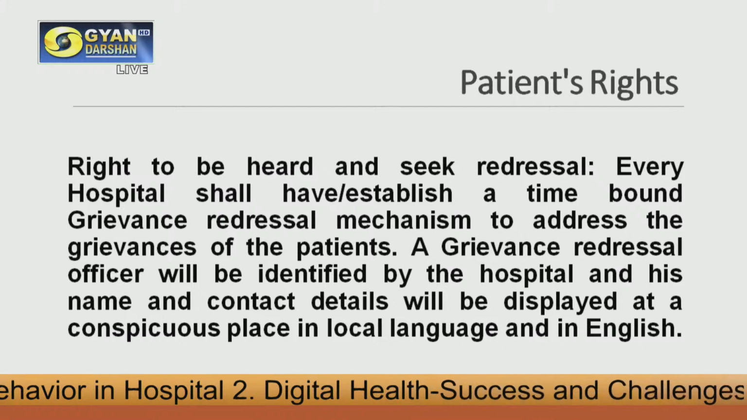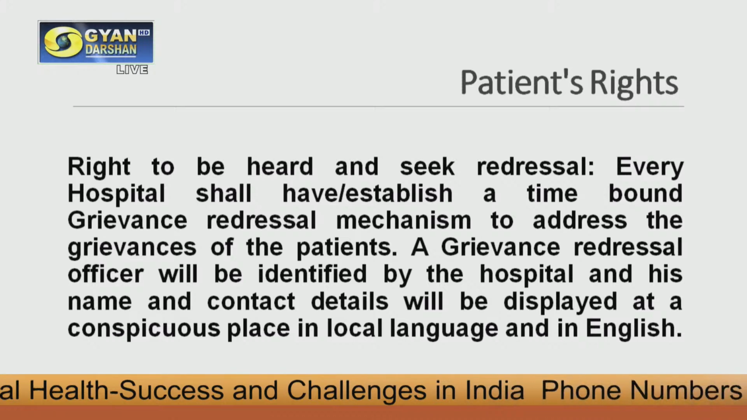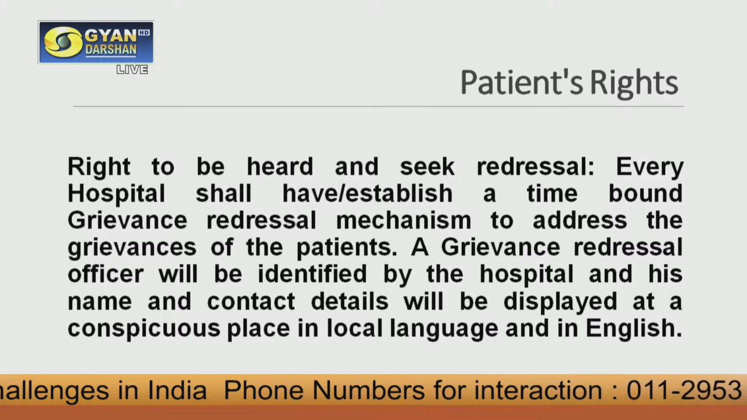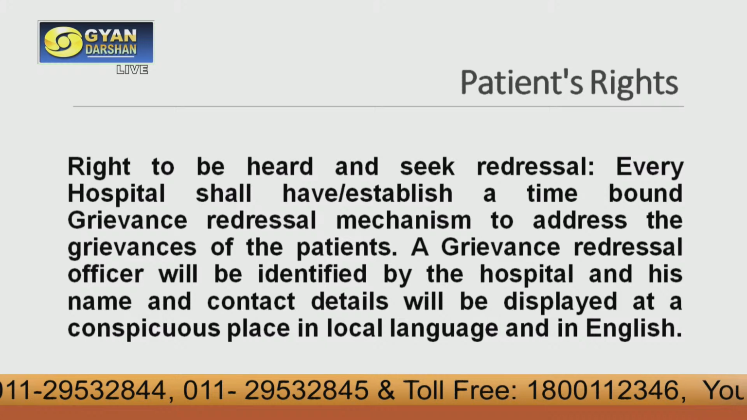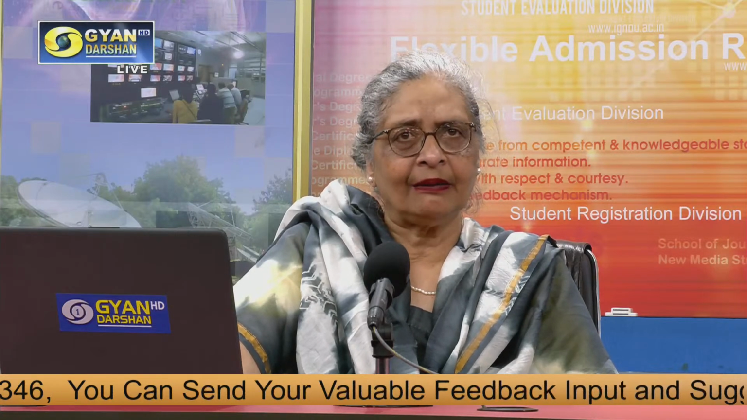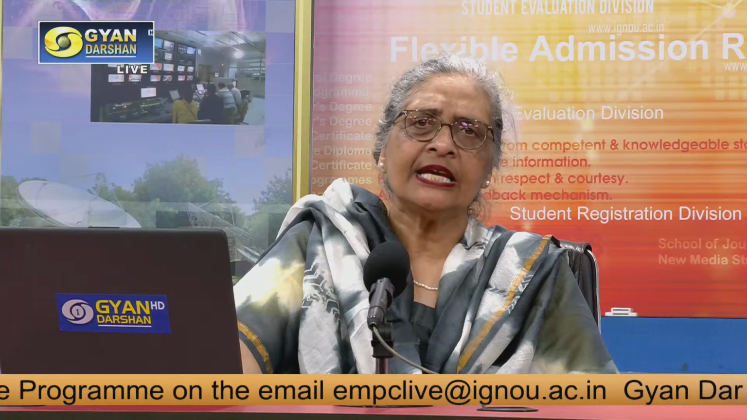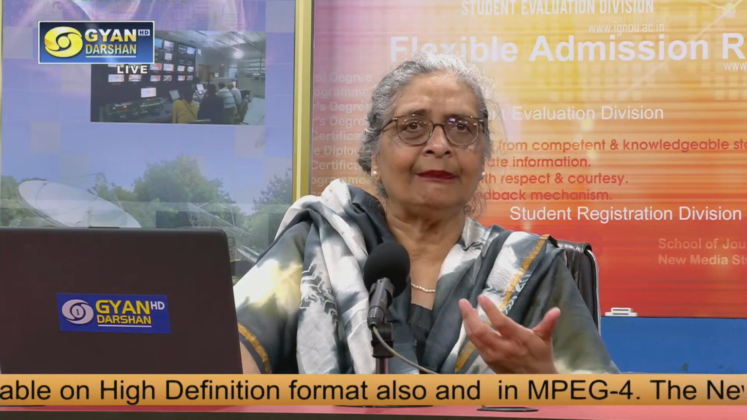Every hospital will have or establish a time-bound grievance redressal mechanism to address the grievance of the patient. A grievance redressal officer will be identified by the hospital, and the contact details have to be displayed at a place where patients can see them, with the details of their phone number, email, and room number where they are available. I think all the hospitals have a redressal system. It's very important to display it at a prominent place, and we have to see it is in the local language, Hindi and English, so that the patient can understand very clearly the room number, the floor, the phone number, contact details, everything, the timing, availability. Sometimes people do not write at what time the grievance officer will be available. So all these things are very important to display.